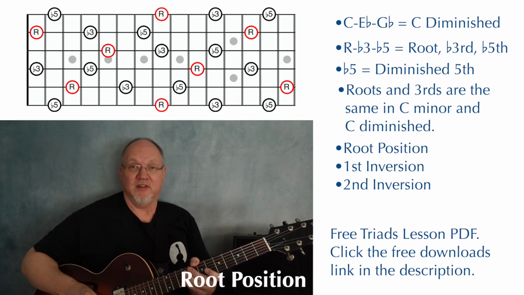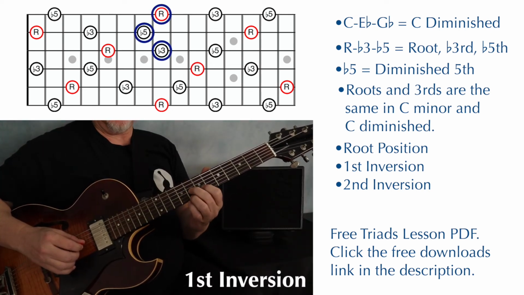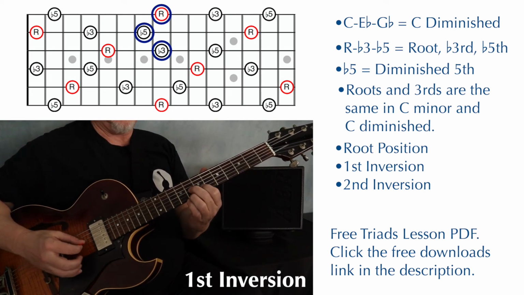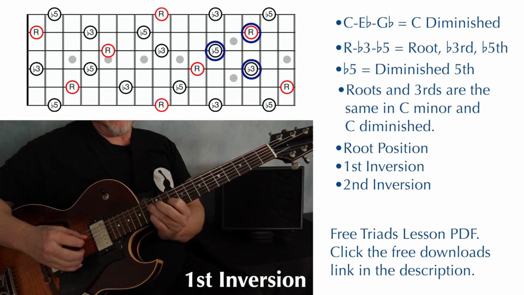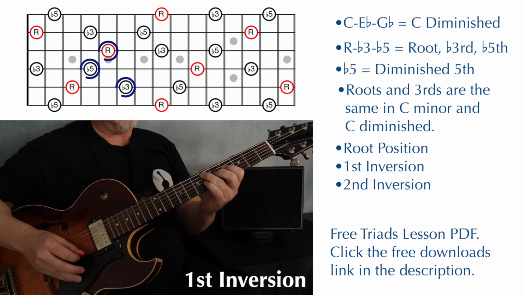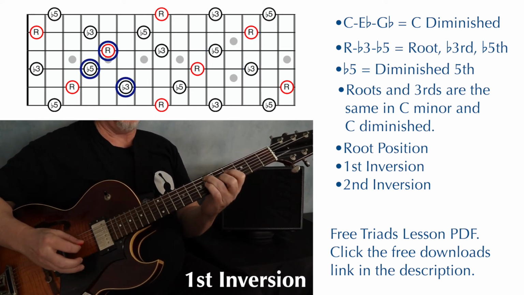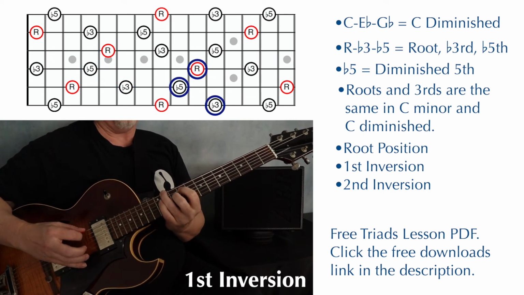but you may find the diminished triads easier to play in first inversion and second inversion. Here's a diminished triad in first inversion with the third on the bottom. This is going to be 3, 5, and root. And here's another 3, 5, and root. Another 3, 5, and root. And another 3, 5, and root.